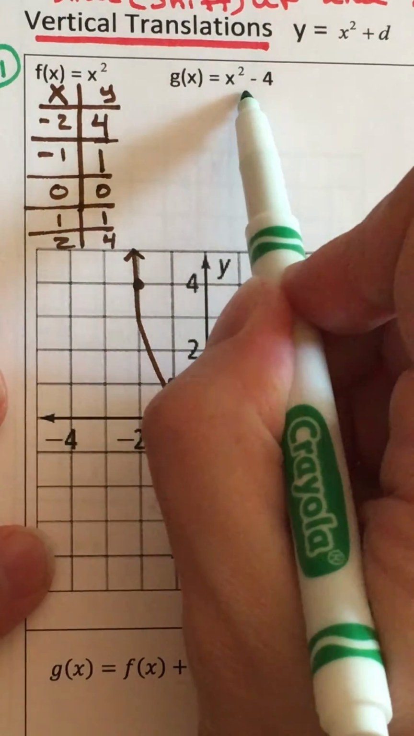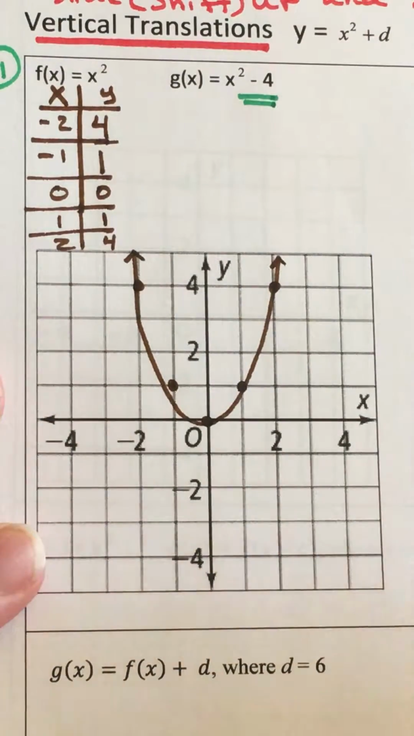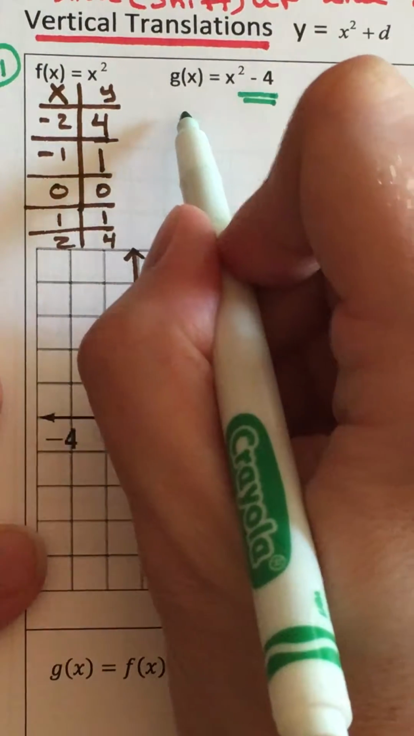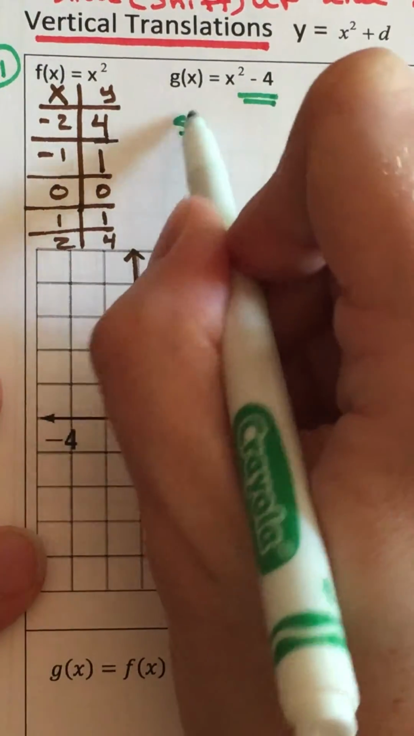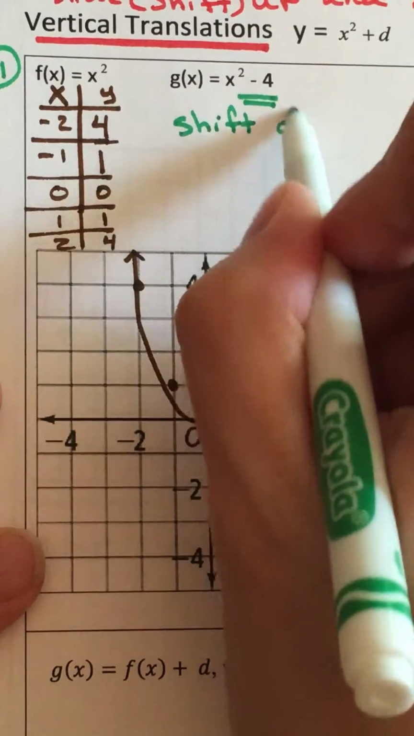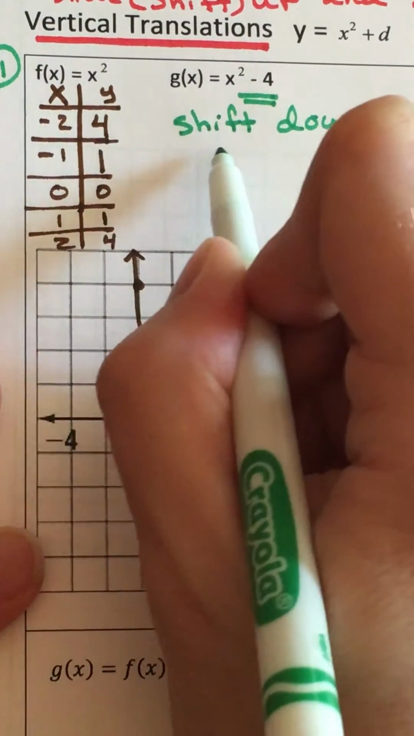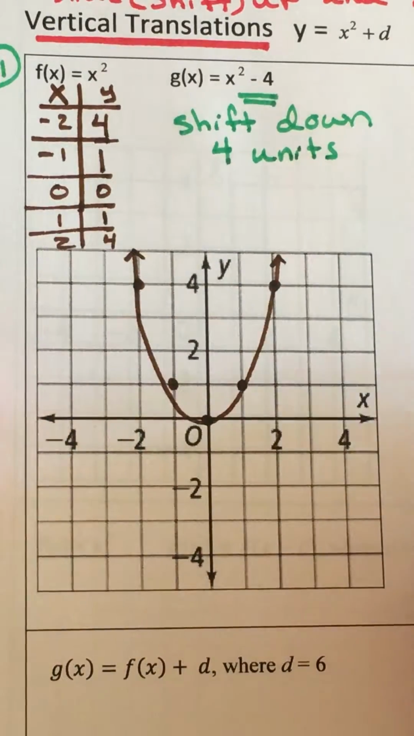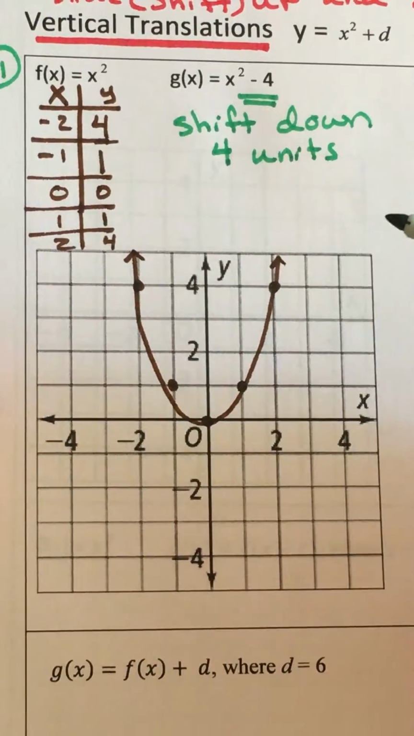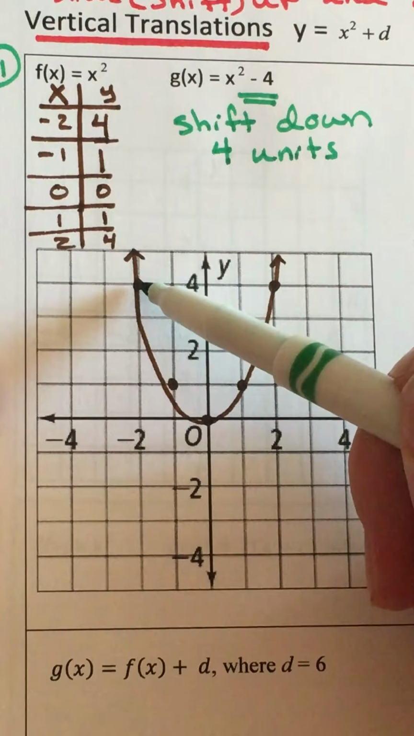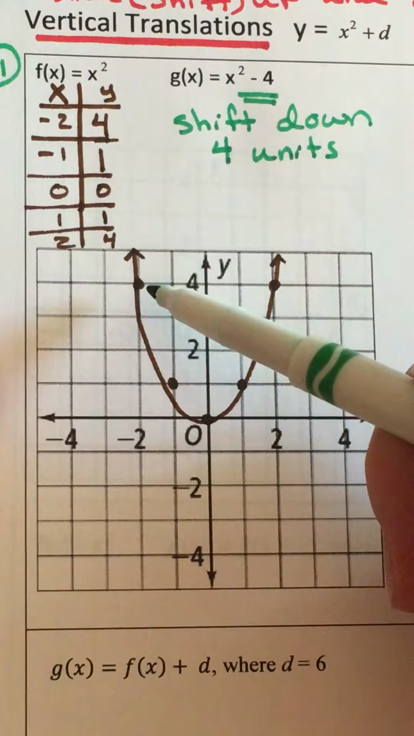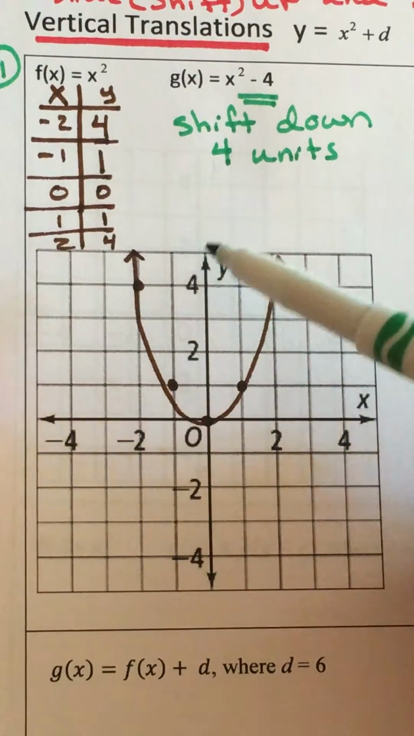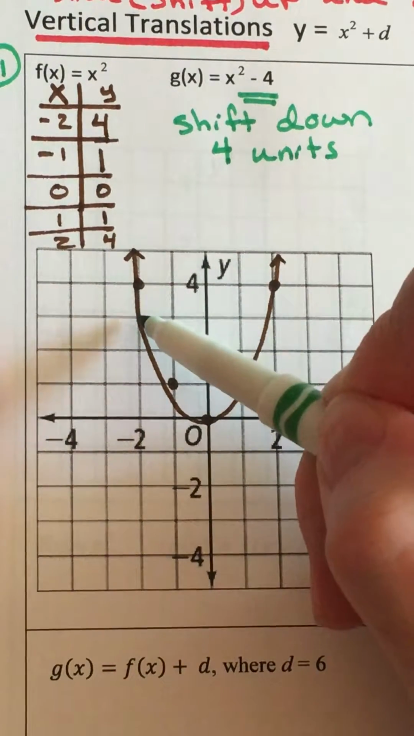So this is a -4, which means we're going to slide down 4 units. So let's write ourselves a note. So shift down 4 units. To plot this, you can literally take each of the coordinate points that we plotted in the beginning and just count down 4 units and plot them.